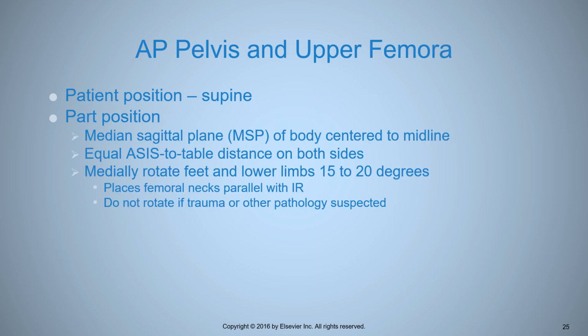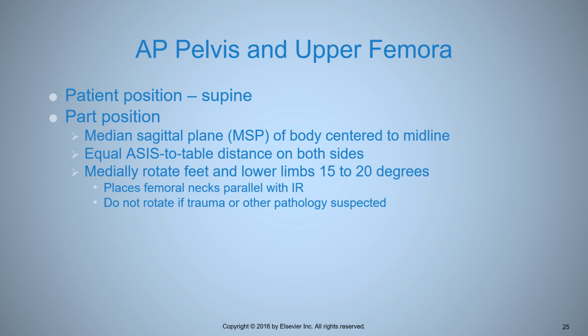All right, so your position for your AP pelvis and your proximal femora, that is basically the stuff around the hip joint, down to the lesser trochanter. Okay. Your default position, your standard protocol view for a pelvis, is the AP projection.